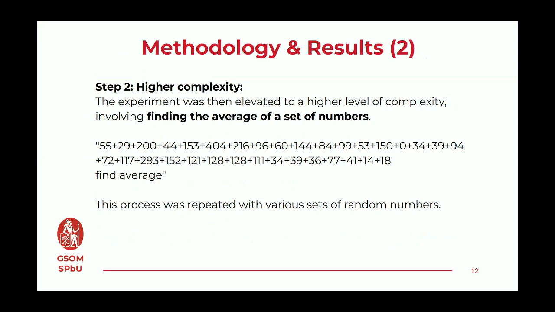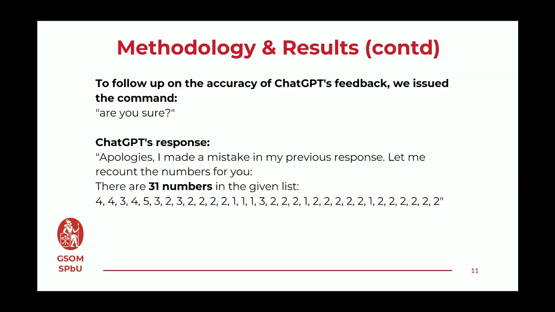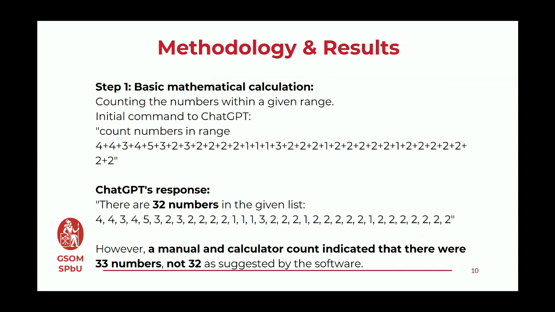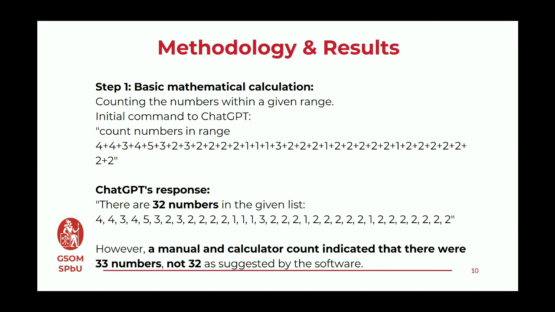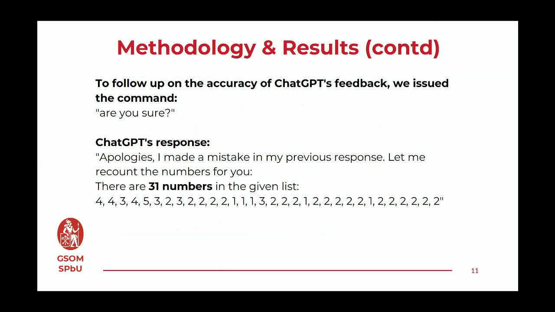Okay, so I'm not going to repeat everything I've said, just the parts of the empirical study. You see what I was talking about. This was the basic one, and ChatGPT's response was 32, but a manual count and a calculator showed it was 33. Then we followed it up with the command, are you sure? And it said 31, but as we said initially, it was 33.